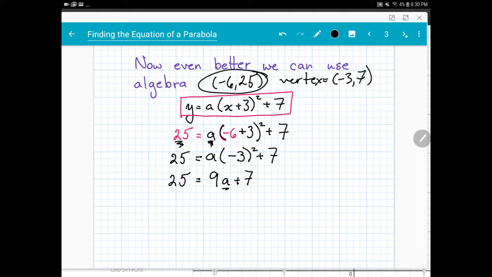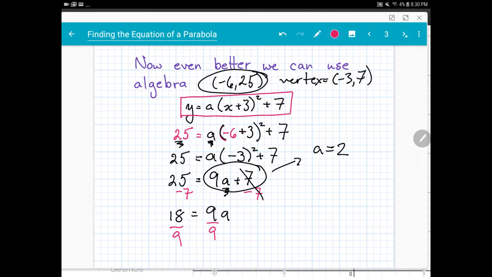Well, what number do we have to put here? This whole thing has to be 25. You might be able to see it already. Maybe you see that a has to be 2. If not, let's use some algebra tricks. We'll subtract 7 from both sides and try to isolate that a. Those will go away. We get 18 over here is equal to 9a. Let's divide both sides by 9 now to wrap this up, because we don't want to know what 9a is worth. We just want to know what 1a is worth. So 1a is worth 2.